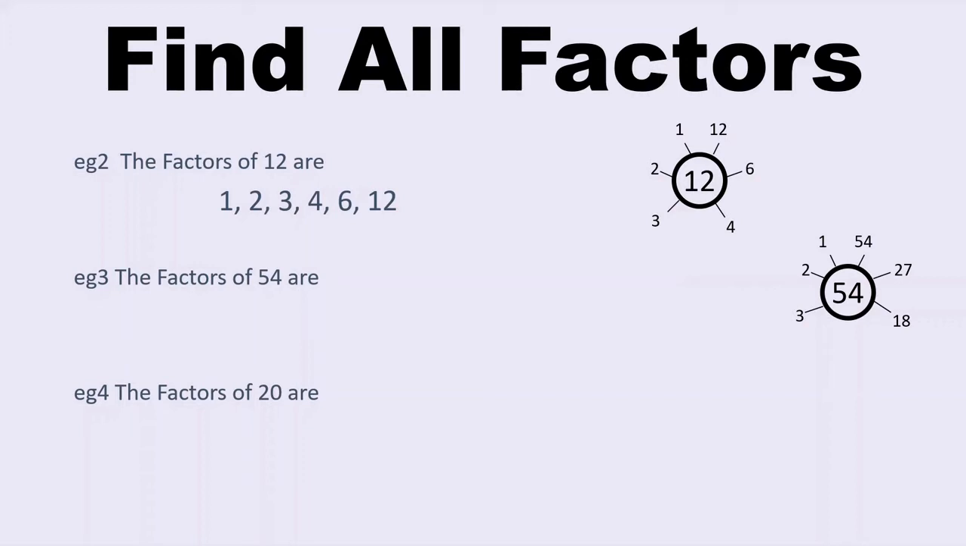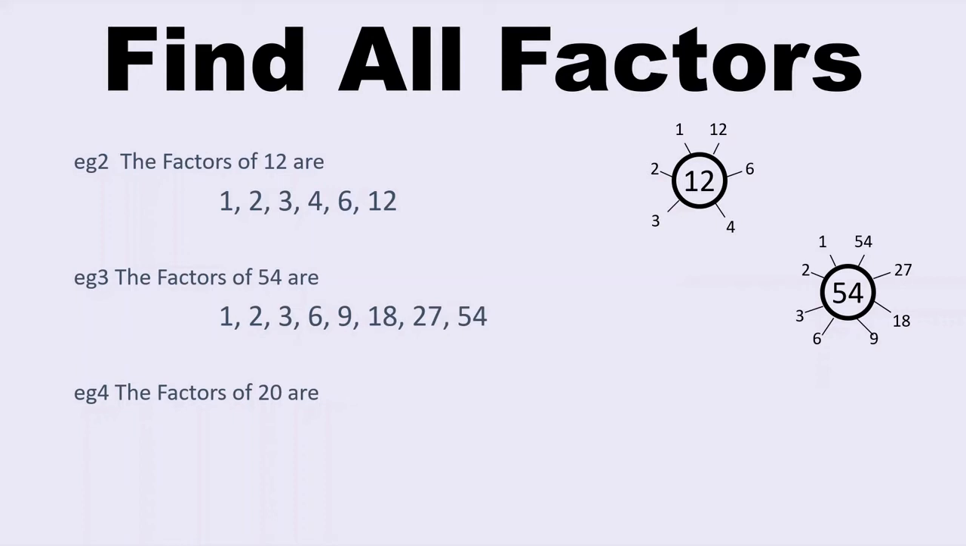So what about 5? No, the closest multiple of 5 I can think of is 55, which would be 5 times 11. So what about 6? Yes, I can divide 54 by 6. 54 divided by 6 is 9. The only number I have left to try is 7. Can I divide by 7? No, the closest multiple of 7 I can think of is 56, which is 7 times 8. And I can't divide by 8 either. So that's it. My factors of 54 are 1, 2, 3, 6, 9, 18, 27, and 54, of course.